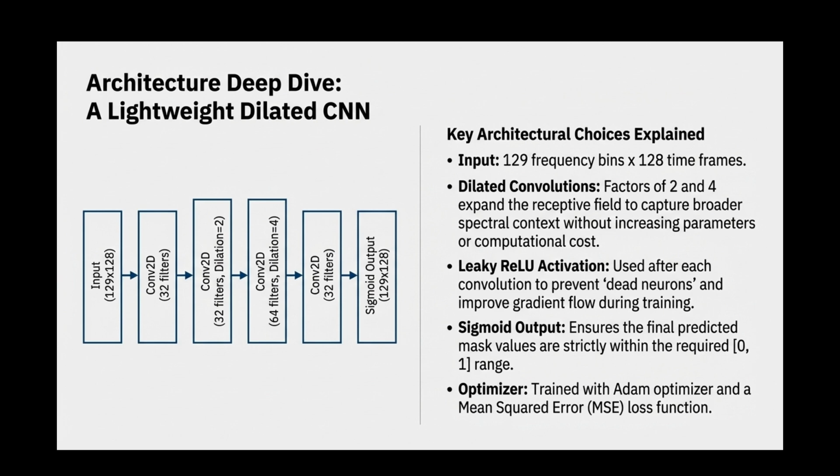This slide shows our lightweight dilated CNN. The input is a time-frequency patch, and we use dilated convolutions to expand the receptive field without dramatically increasing parameters. That helps the model capture broader spectral context efficiently. We use leaky ReLU activations to avoid dead neurons and keep gradients flowing, and the sigmoid output to ensure mask values stay in the valid 0-1 range. Training is done with Adam and an MSE-style loss for the mask prediction task.